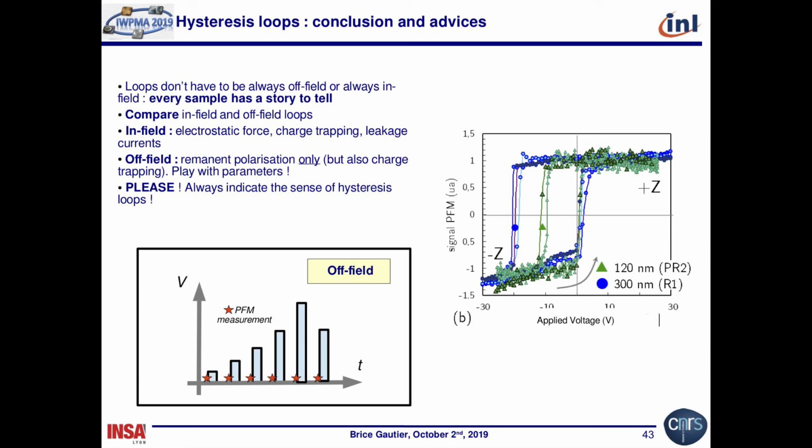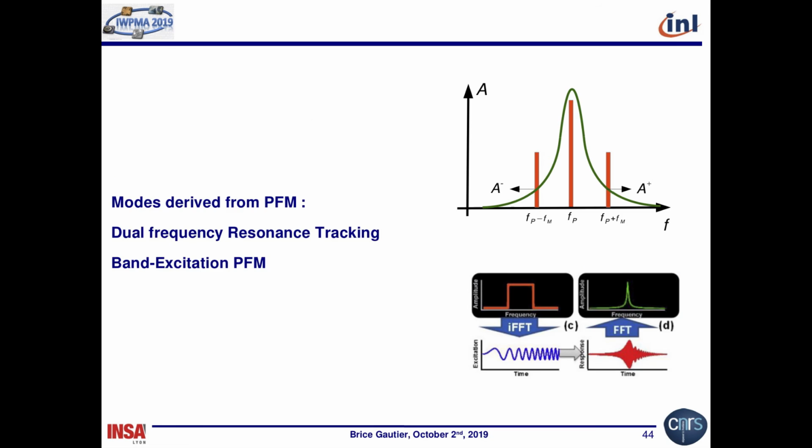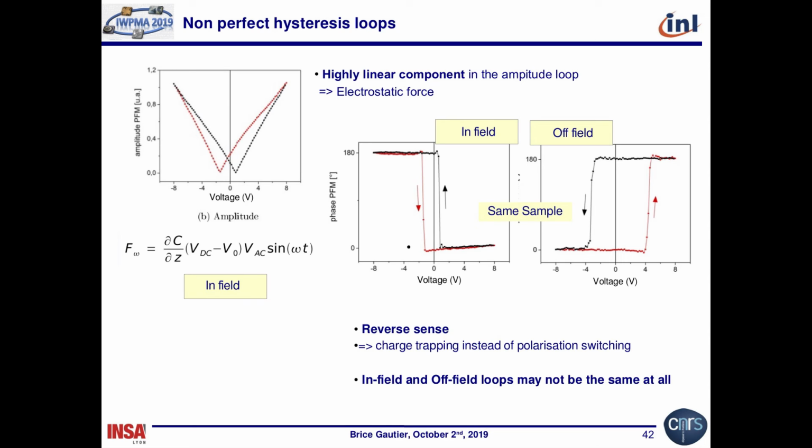Because just take a look at this graph. You apply a voltage pulse. You switch the material in this direction. You release the voltage. The material flips back, and so on and so on. And anytime you're doing the PFM measurement, the sample will flip back, and you will never see anything. You will never have any hysteresis loop if you choose the off-field mode. But if you choose the in-field mode, then you will have a hysteresis loop. And the contrary, if you're working with a leaky sample with charge trapping, don't believe the in-field, believe the off-field. Any sample has a story to tell, so it's important to be aware of that.